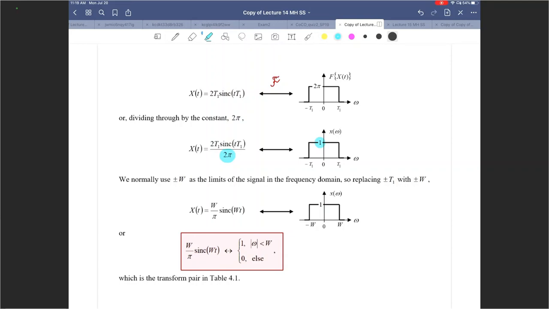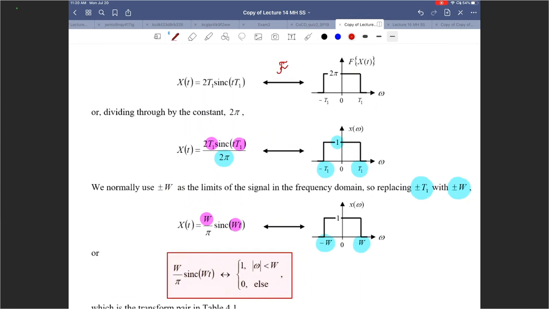Next, I'm going to change the limits from plus and minus T1 to plus and minus W, because T1 is a variable, W is also a variable. So if I change that from here to here, then I also need to change T1 here and here to W here and here. Of course, the factor 2 cancels out, right? This guy will cancel out.